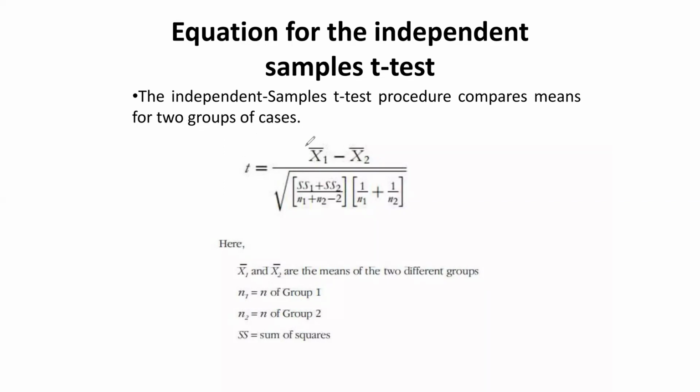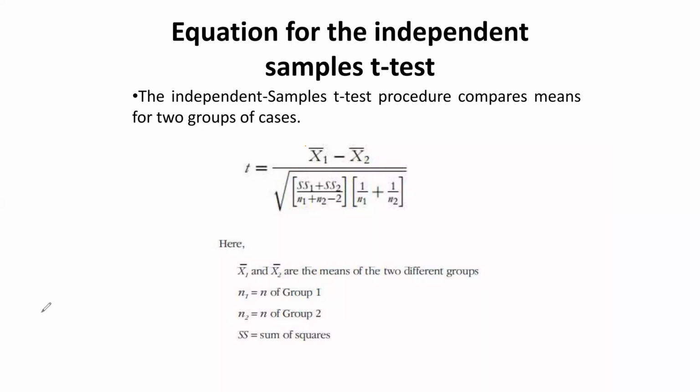So here we have x1 bar and x2 bar. The x1 bar and x2 bar represent the means of two different groups. And then we have n1, which is the number of samples in group 1, and n2, the number of samples in group 2. Then the SS is the sum of squares.